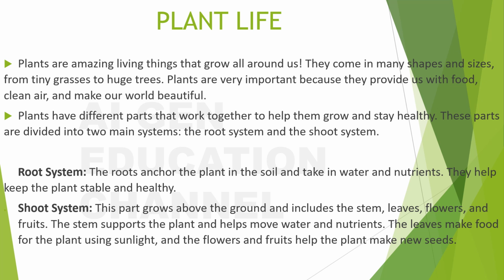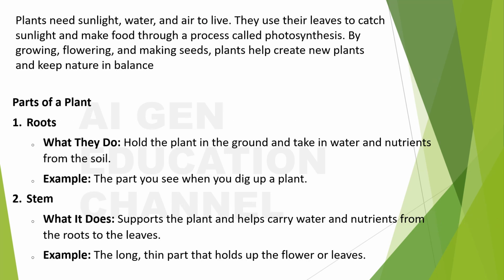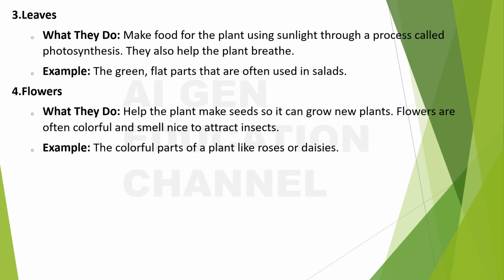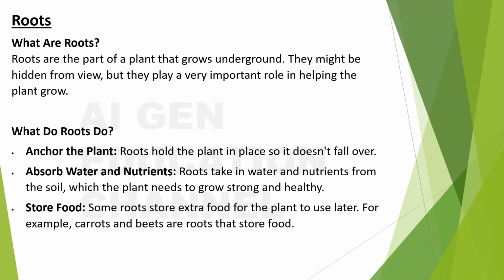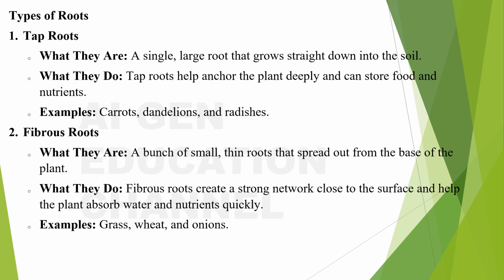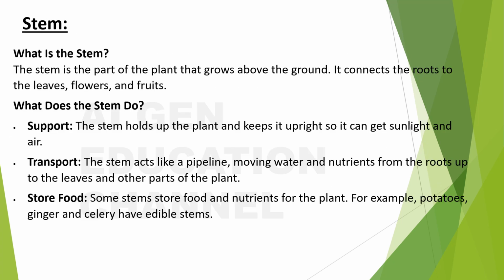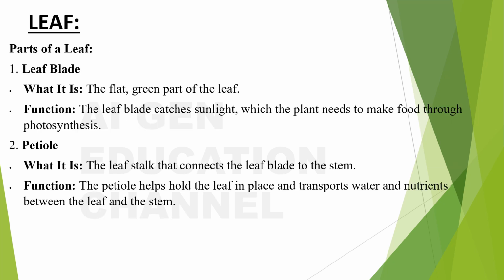Today we shall continue with the chapter Plant Life. Earlier in the video we have seen about the root system, shoot system, and we have visited the parts of a plant: root, stem, what are the functions they do, leaves, flowers, fruits and seeds. And we have also seen in depth about the roots, what they do, and about the types of roots, the tap roots and the fibrous roots. Stem, right? What is the stem? What does it do? What are its functions? And now we have to start with leaf.